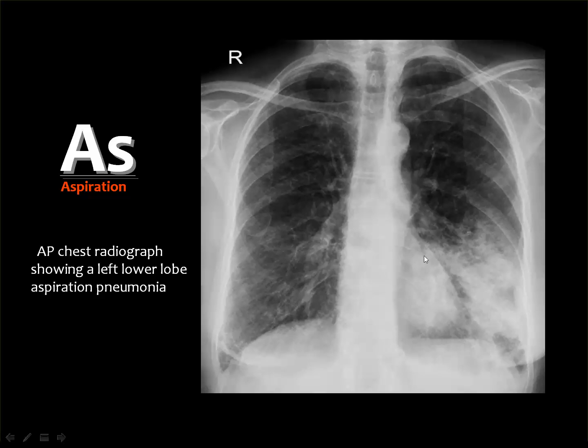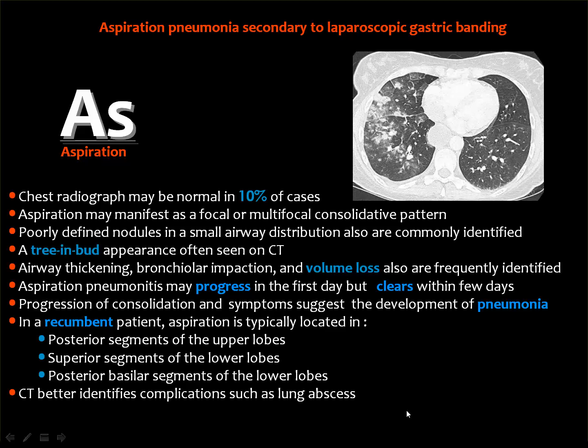And if you look at this chest X-ray, you see dense opacity, which is aspiration pneumonia. Not pneumonitis, which means just hazy opacities and reticulations of the area affected by aspiration. But this is true consolidation, and it may sometimes show air bronchogram. And aspiration may not be detected in the chest X-ray in up to 10% of the cases.